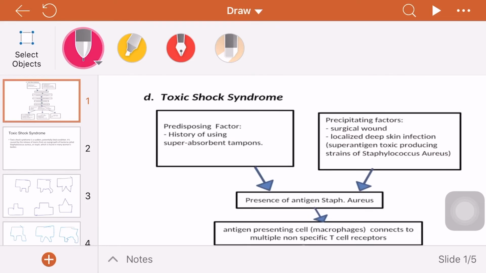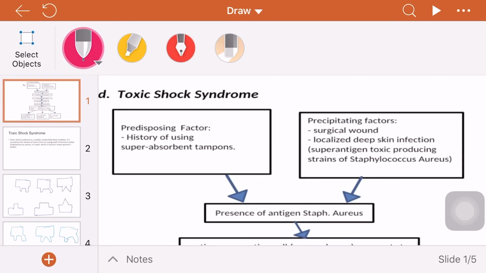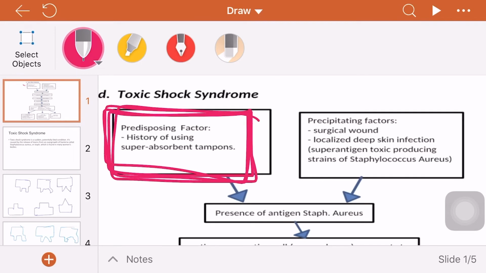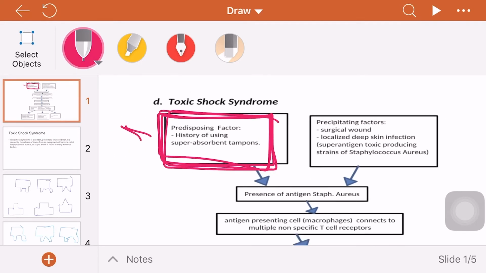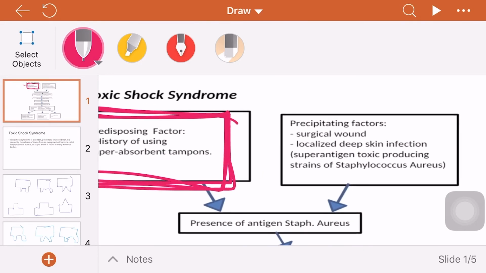Now, the predisposing factor is history of using super absorbent tampons, or kung ikaw, every time nga you have your menstrual period, mag-use ka og sanitary pads nga super absorbent kaayo, and it will stay longer, it will stay for 8 hours or longer, nga dili ka mag-ilis, nga supposedly after 4 hours di ba dapat mag-ilis na. And then that's the predisposing factor. So this increases your chance of getting the disease or getting the infection.